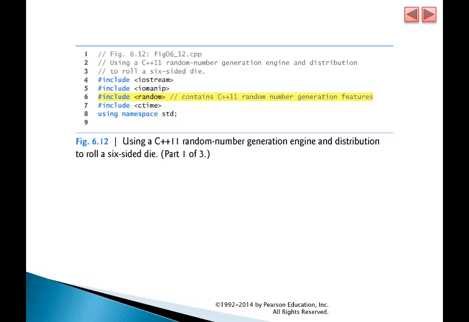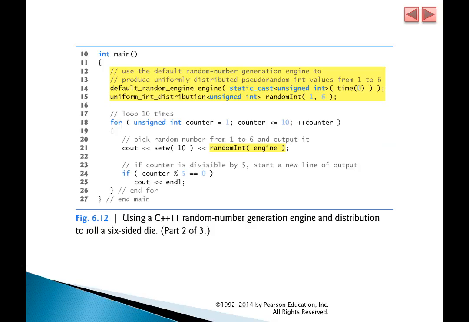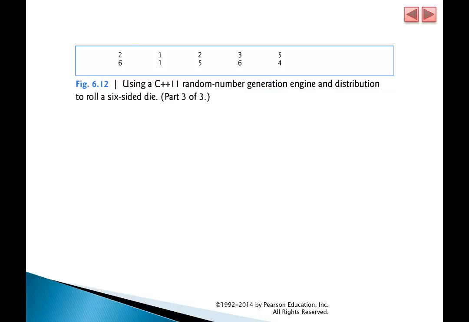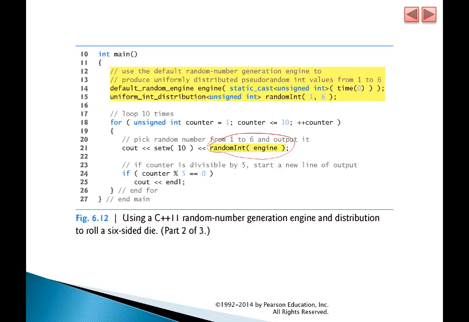Again, we have to include now 4 or 5 different include statements. As I said, as your programs get more complex, you do more and more includes, so it's not unusual to just include everything. See, this is now calling a function called random int. I'm going to skip that.